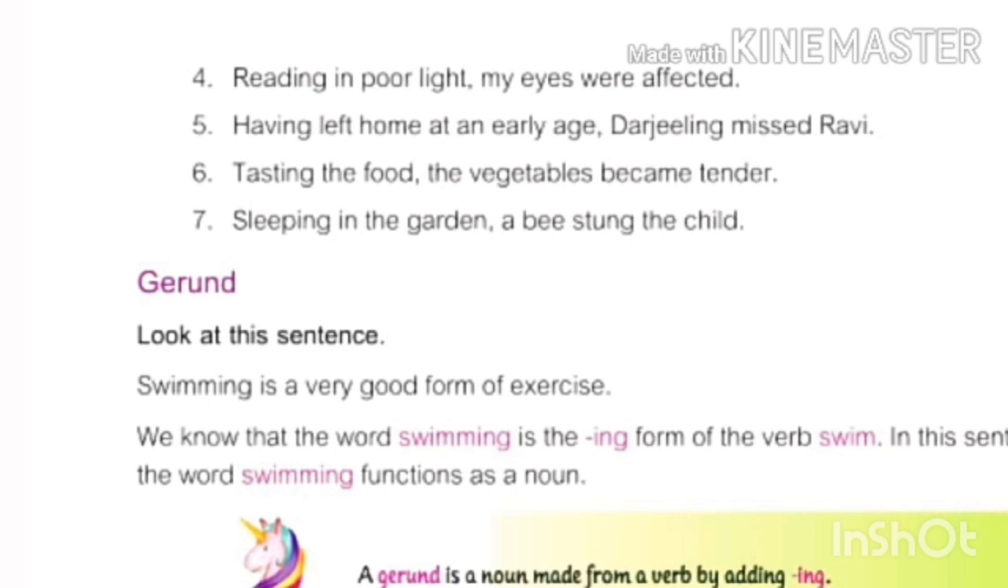Next, fifth, having left home at an early age.